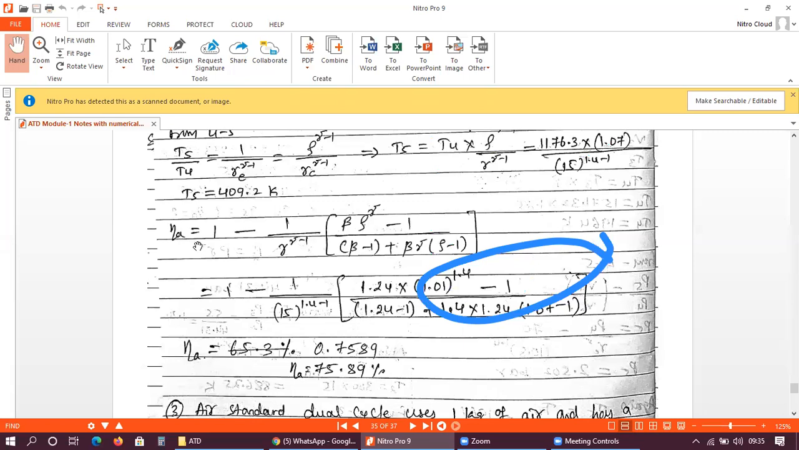if you go through this efficiency equation, right, this is the efficiency equation for the dual combustion cycle. So here the beta value is there. As you can see, you can observe here the beta value is there. Along with that, the rho value is also there. So beta and rho, right? Beta is the explosion ratio and rho is the cutoff ratio. So we have calculated these two also. As you can see, beta is here, rho is here, right?